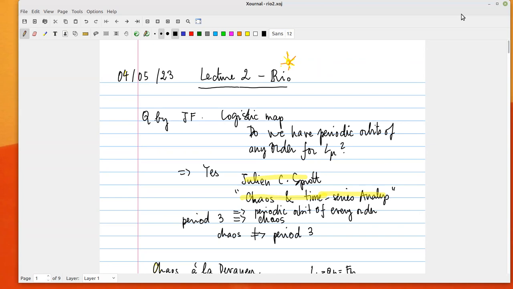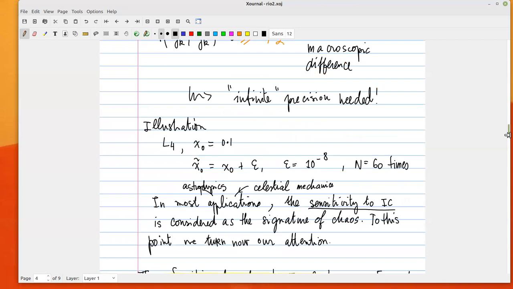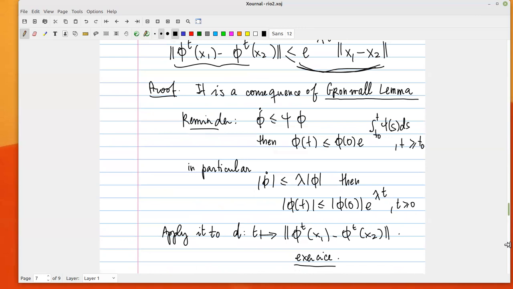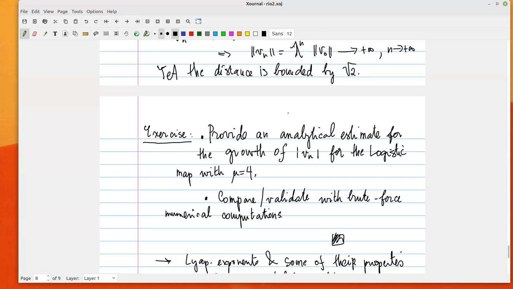The last exercise I left to you guys, you can do this kind of estimate because the dynamics is one dimensional. We have explicitly the orbits, etc. So it's a kind of toy model. But in practice, you cannot evaluate, so to speak by hand, the growth of this tangent vector. So you need to estimate it numerically.